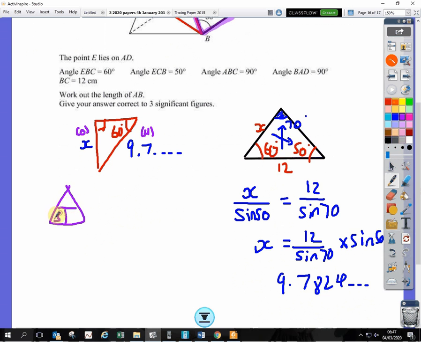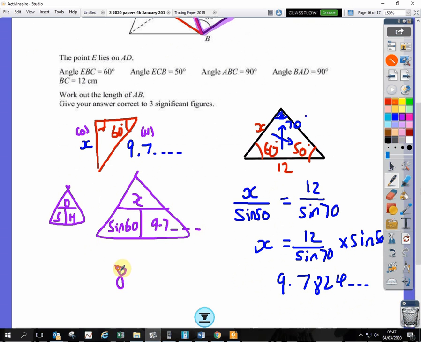SOH. Okay, we'll fill it in again a bit bigger. So you have sine 60, that's O is X, and that's 9.7 and so on. You type these two into the calculator: sine 60 times 9.7, and we end up with a final answer of 8.47 when it's rounded to three significant figures.